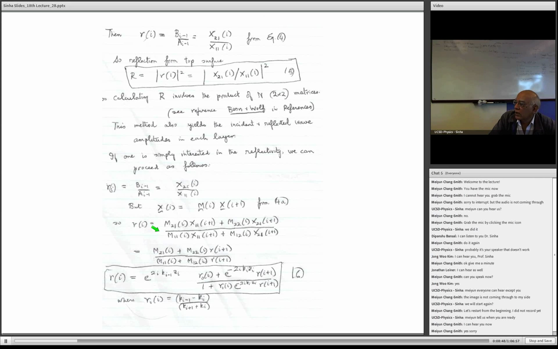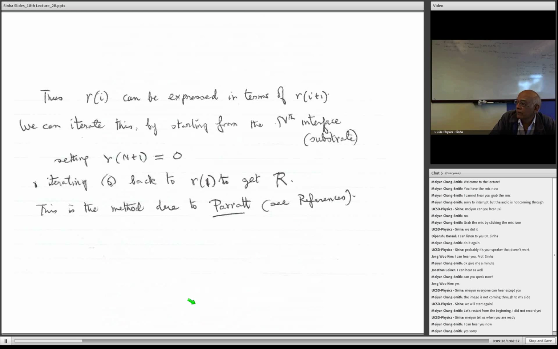And then if you divide the numerator and the denominator by x_{i+1}, you can see that using the definitions of reflectivity, we can write the reflectivity for the ith layer in terms of these coefficients and the reflectivity for the i plus 1th layer. So you get an iterative scheme whereby you can write R of i in terms of R of i plus 1, and r naught of i here, and these phase factors is just given by the ordinary Fresnel reflection coefficient for the ith interface. Can I have the next slide, please?